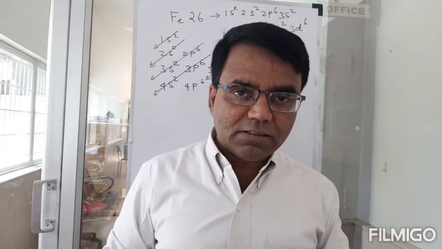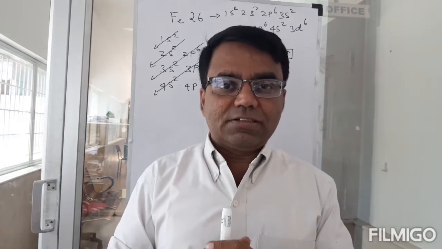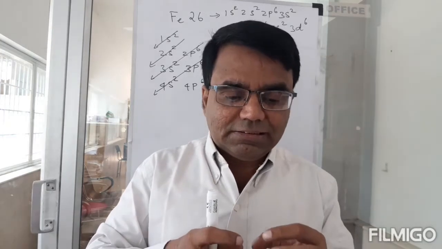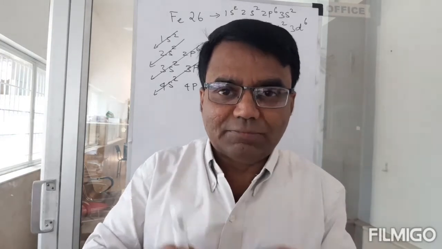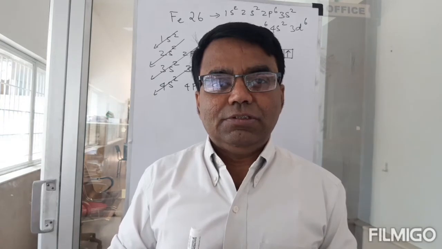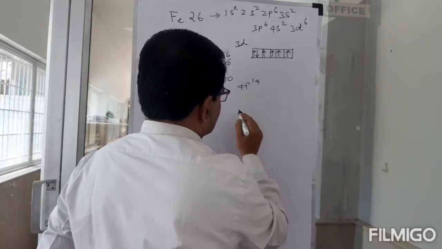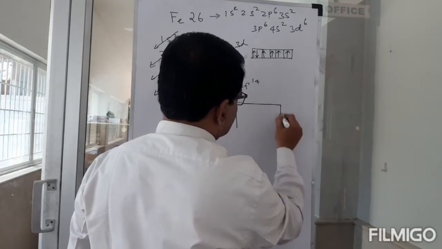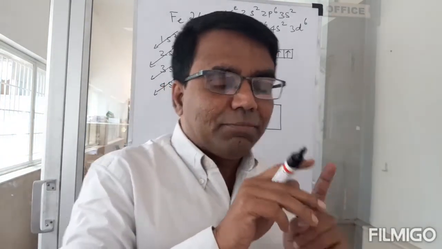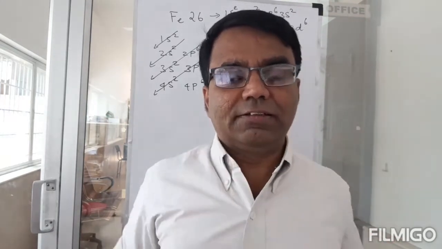The difference between a paramagnetic material and the ferromagnetic material is that in the case of a ferromagnetic material, there is a strong interaction among the atoms. The magnetic fields of the atoms strongly interact.